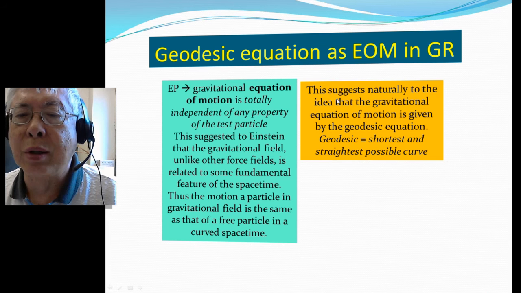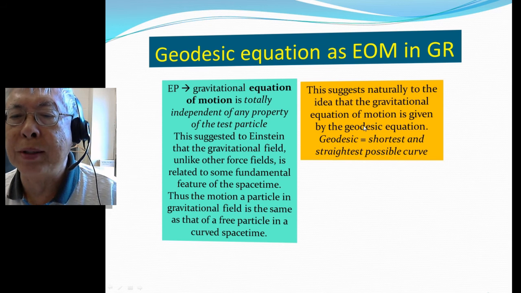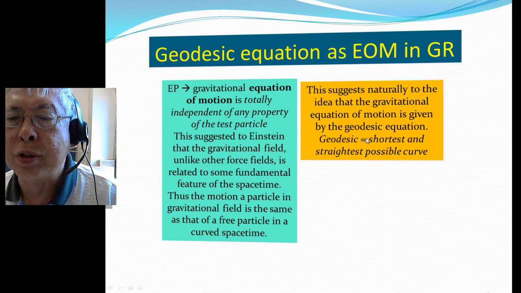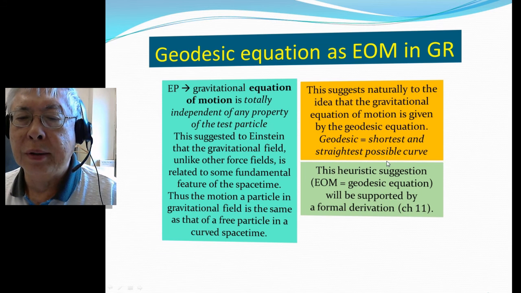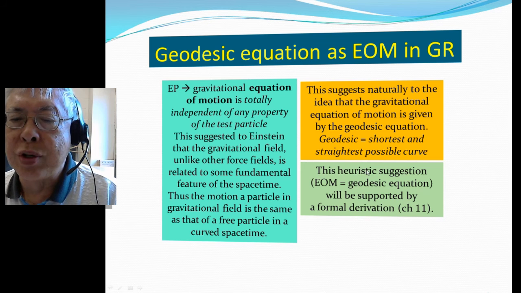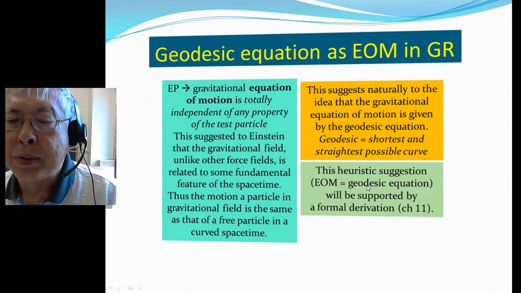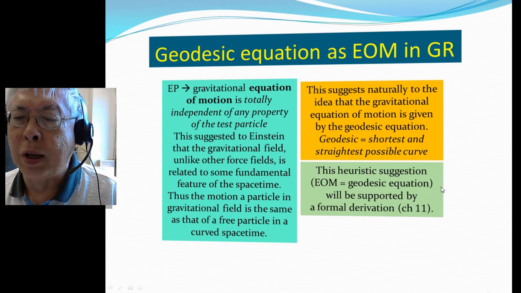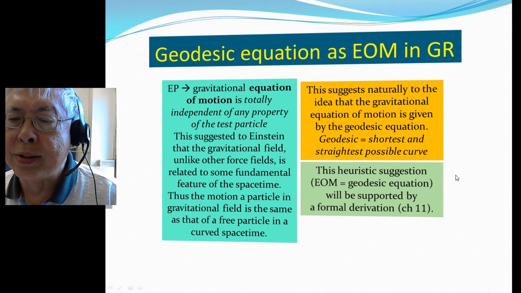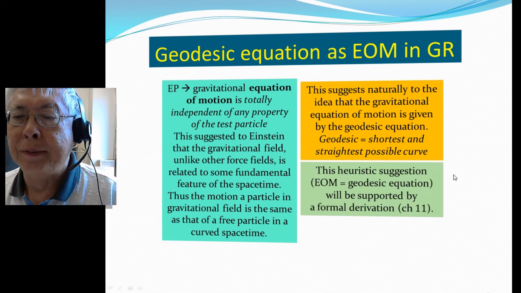This naturally suggests that the gravitational equation of motion is given by the geodesic equation, because the geodesic equation is the curve that describes the shortest and straightest possible curve. It's a free particle. So this heuristic suggestion that the equation of motion is the geodesic equation would be supported by a more formal derivation, where we have to know how to do the tensor analysis in general relativity.